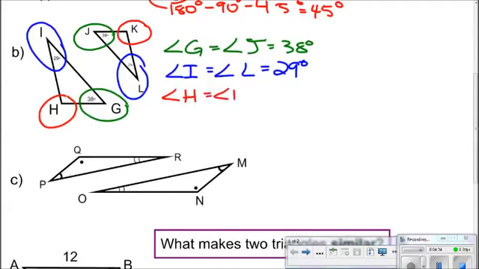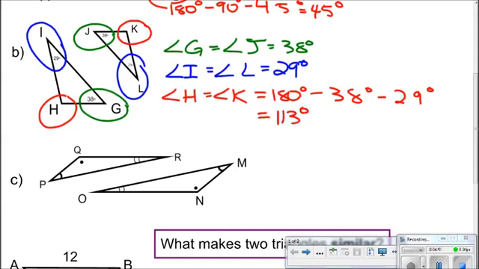To find what angle H and angle K equal, we would take 180 degrees, which is all the angles in a triangle, and subtract the two angles that we know, 38 degrees and 29 degrees, and we get a value of 113 degrees. So this is actually an obtuse triangle because we have an angle that is greater than 90. Then in this triangle for similarity, we could also talk about the side lengths that correspond to each other. I think we go through that.